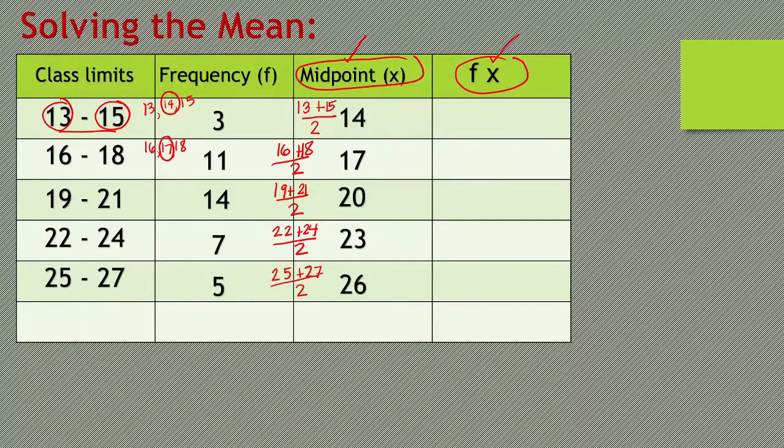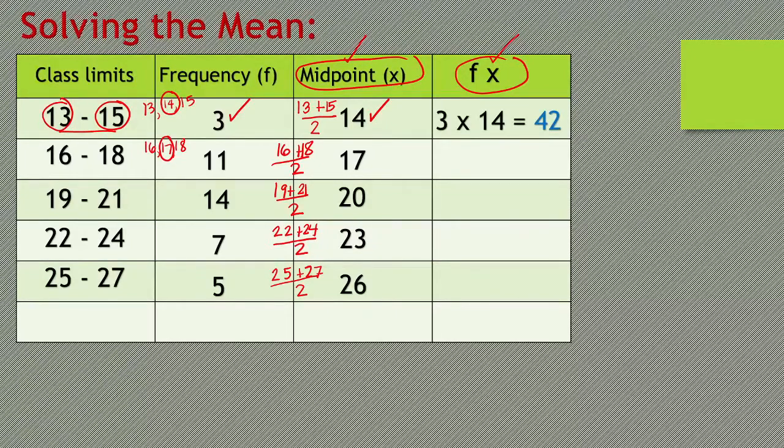Okay, let's go to step 3. Step 3 is multiply the frequency and the midpoint. The f times the x. Now, what is 3 times 14? Okay, that's 42. 3 times 14. What about 11 times 17?